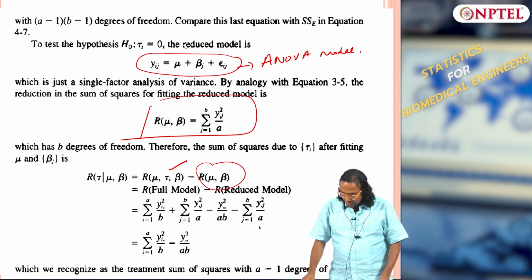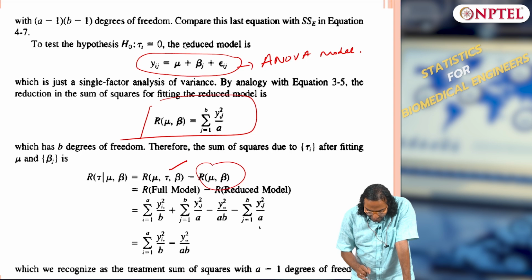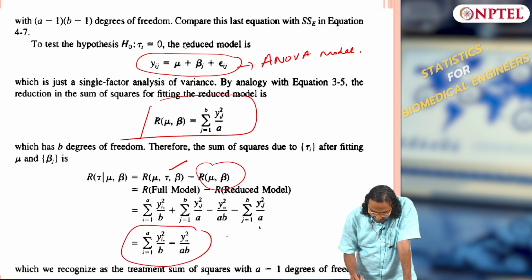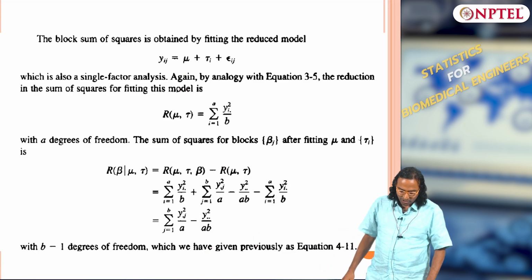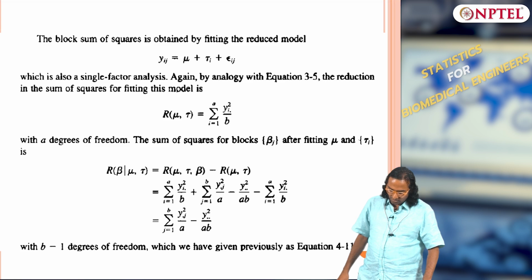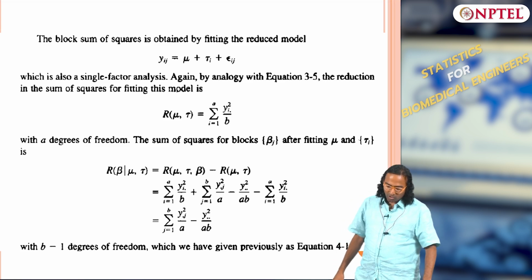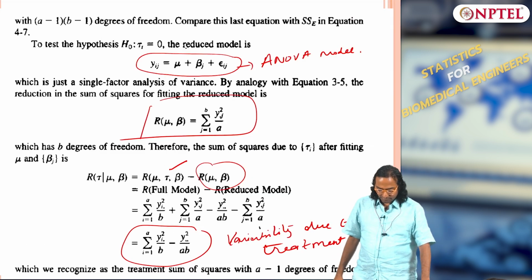So this gives me the variability due to treatment, the variability due to treatment alone. Degrees of freedom are known to us: a minus 1 degrees of freedom.